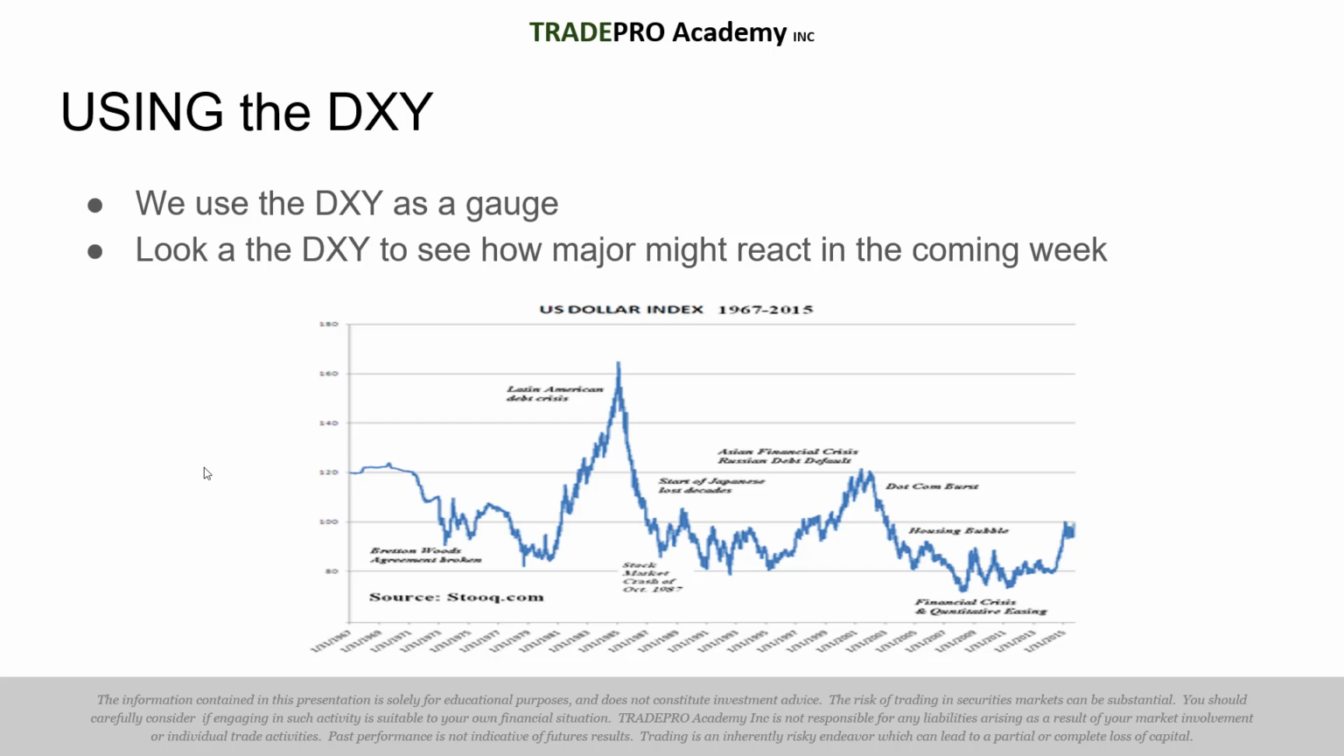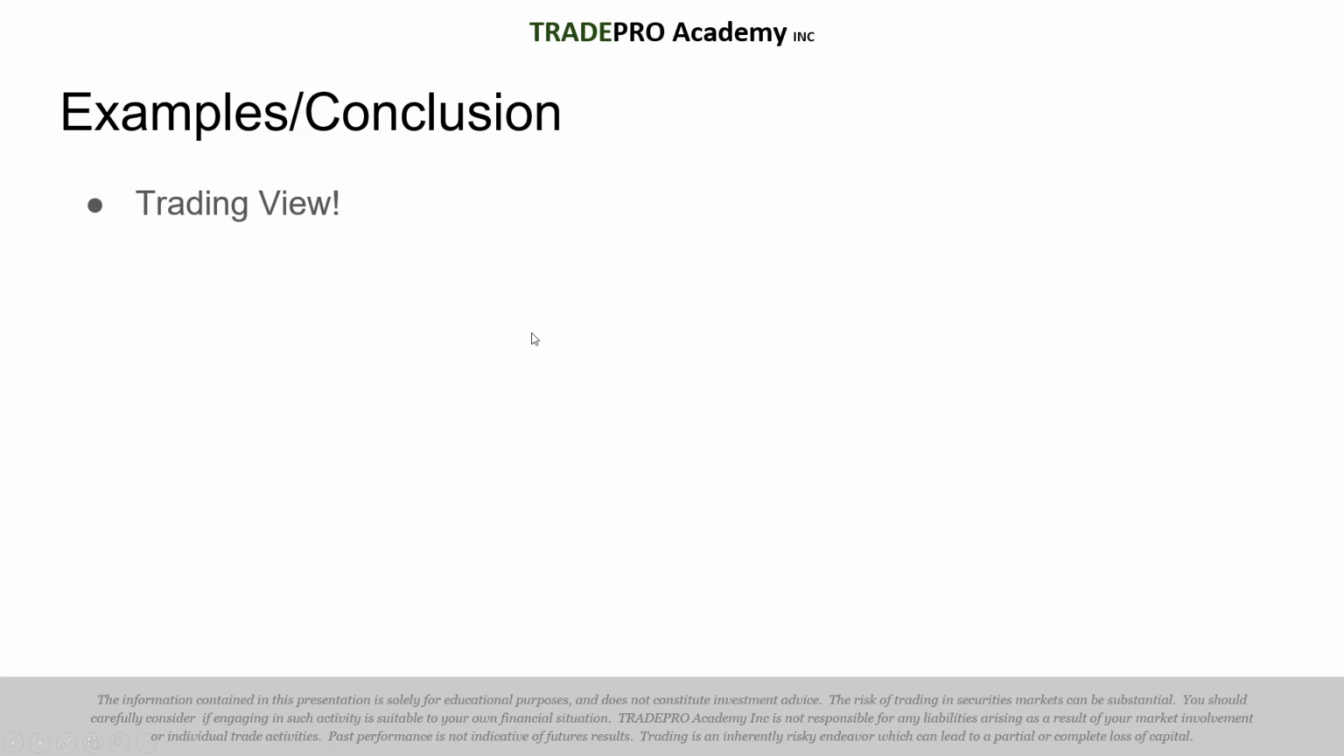Like we said, the US dollar index is used as a gauge, and we like to use it in Forex trading to see how the major pairs might react in coming weeks. If the dollar index is strong, we could expect US-based pairs like the USD Japanese yen to press higher. So let's jump into TradingView and we will look at some examples for you guys.